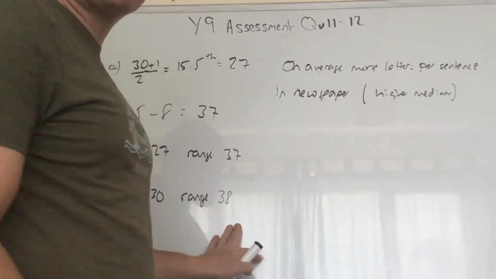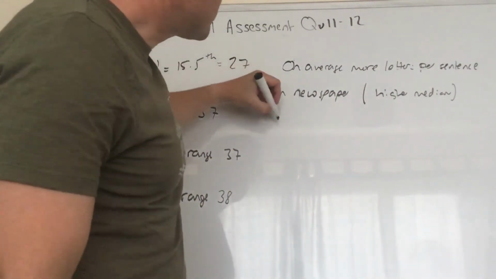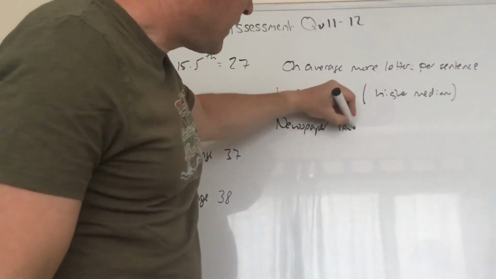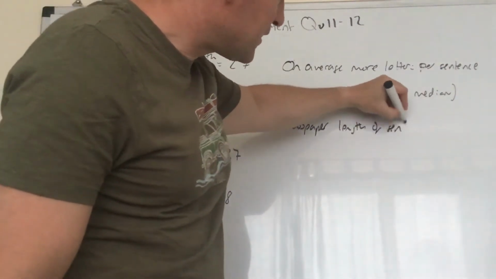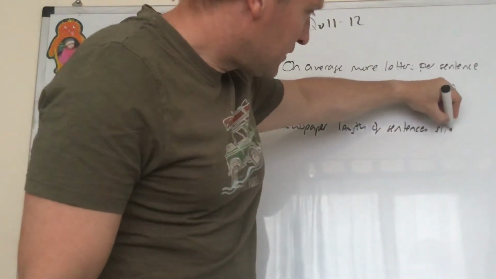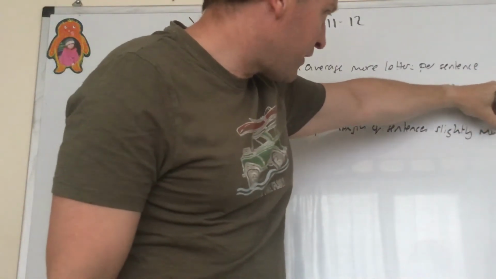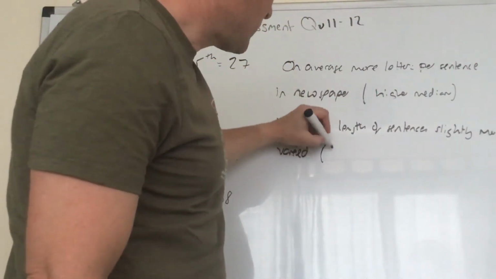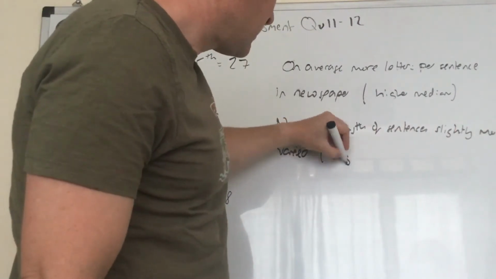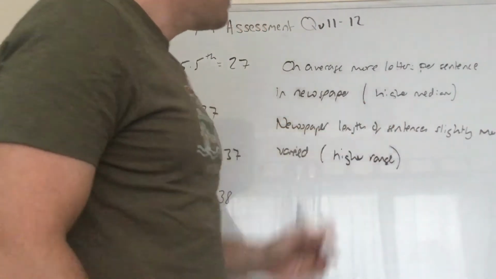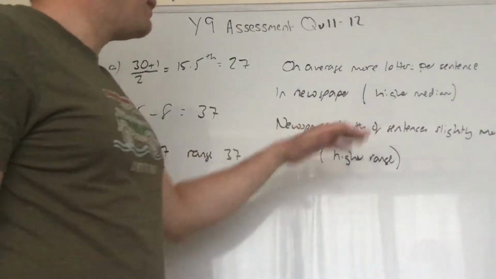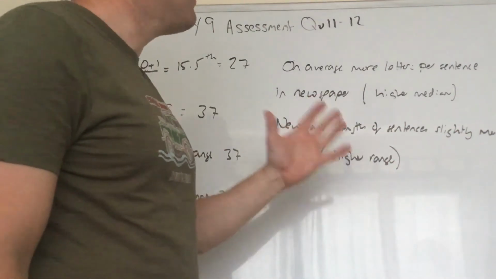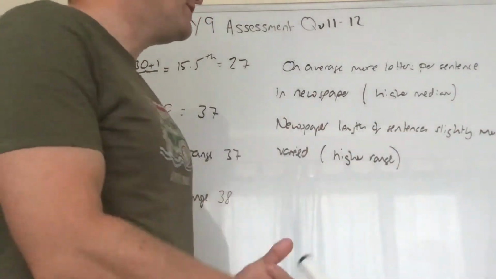If you want to say the newspaper's got the bigger range, that's fine. You say newspaper length of sentences slightly more varied, brackets, higher range. You can't say the newspaper lengths of sentences have a wider range because they've got a higher range. You've got to say something like more varied or less consistent.